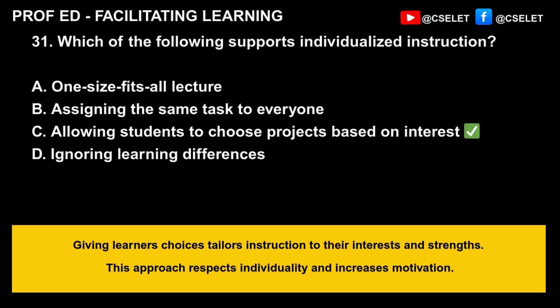The correct answer is letter C. Allowing students to choose projects based on interest. Giving learners choices tailors instruction to their interests and strengths. This approach respects individuality and increases motivation.